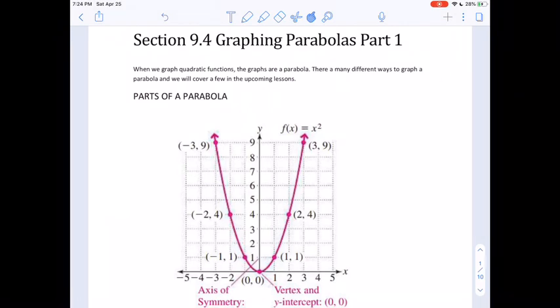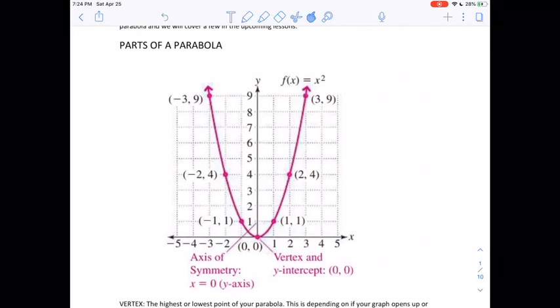So a lot of us know this already. And there's many different ways to graph a parabola, and we're only going to cover a few of them. Normally, if we were with each other, we would be learning a lot more, but we're really just going to skim the surface so you have some sort of basic foundation on how to graph a parabola. So before we get into graphing them, I want to talk about the different parts of a parabola.